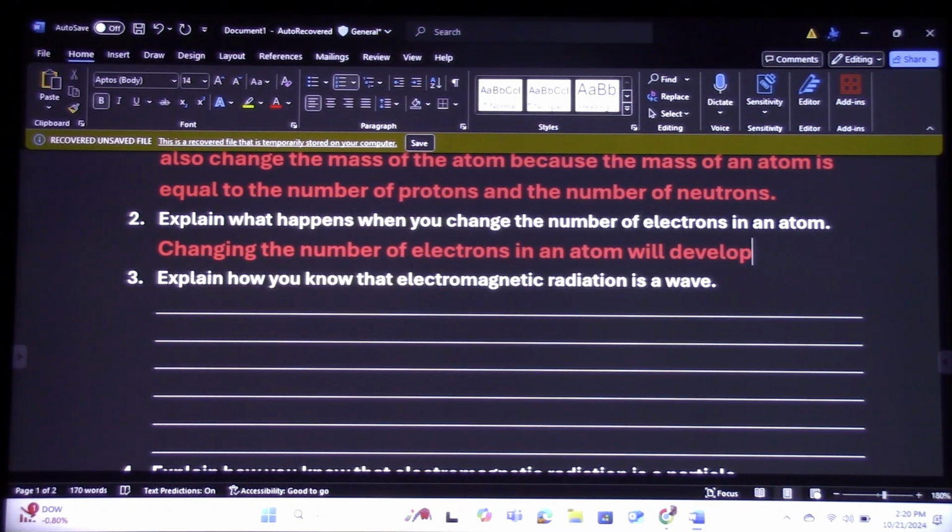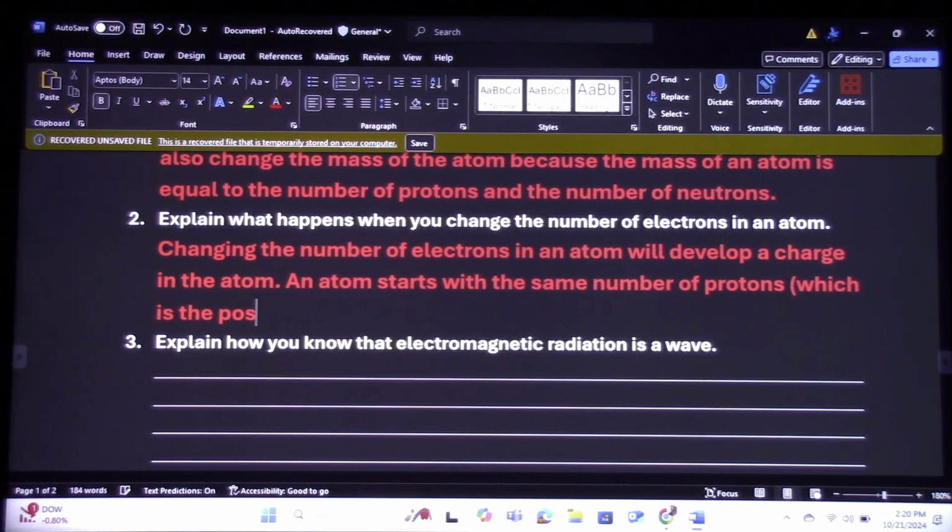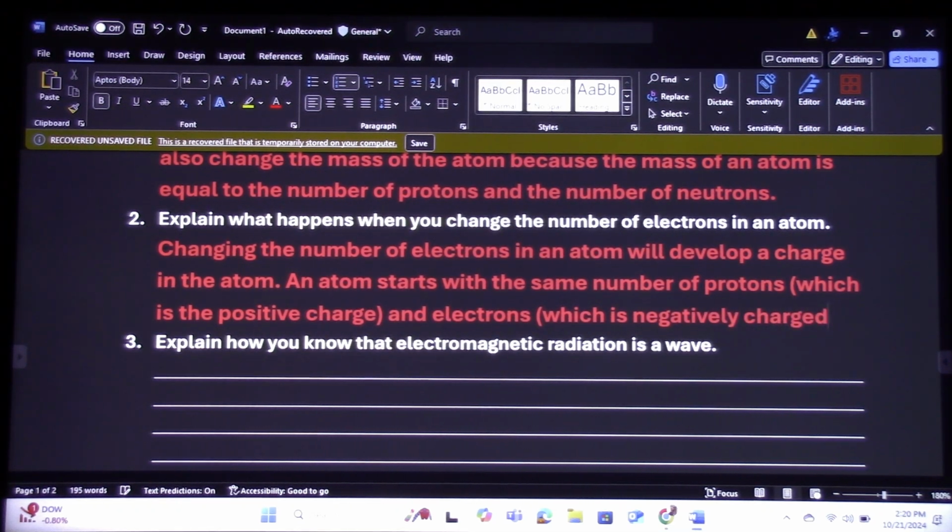Changing the number of electrons will develop a charge in the atom. An atom starts with the same number of protons, which is the positive charge, and electrons, which is negatively charged. I would take that right there.